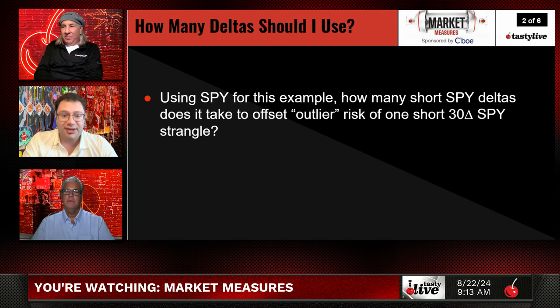We're going to use SPY for this example. And the question is exactly what we're asking: how many short deltas does it take to offset outlier risk of one short 30 delta SPY strangle? And the example we're going to use here is 2020. It doesn't really matter what example because it works out the same way.